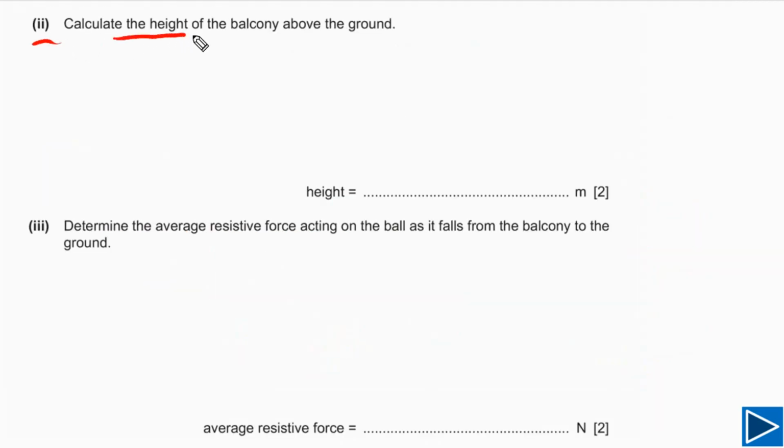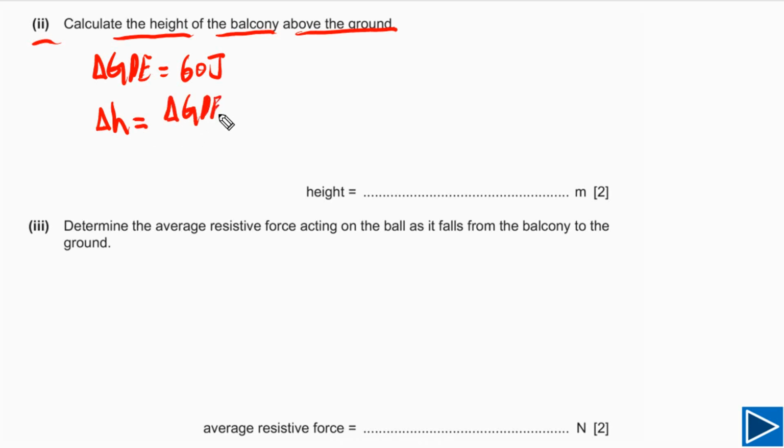The second part is asking us to calculate the height of the balcony above the ground, but for this question the change in gravitational potential energy is given, that is equal to 60 joules. Simply we need to find the change in height. So the change in height is equal to change in gravitational potential energy divided by mass times g. In this case, change in gravitational potential energy is 60, the mass of the ball is 0.18 and the value of g is 9.81. If we solve this, we can find the change in height.